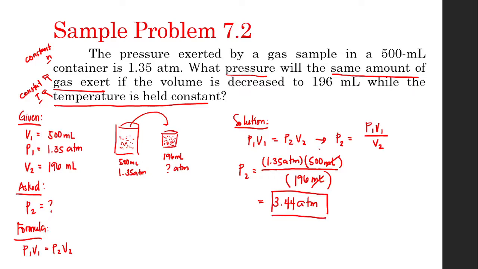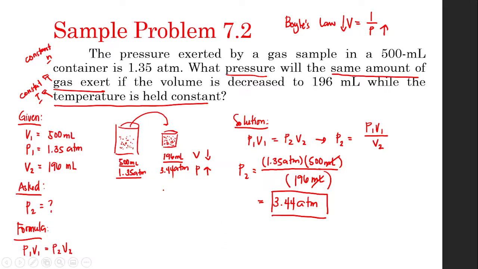And let's check if that makes sense. We know that in Boyle's law, the volume should be inversely proportional, meaning if my volume decreases, my pressure should increase. And looking at this right here, we know that our volume decreases. Now let's look at our pressure. We know that our pressure now is 3.44, and we can see that our pressure increases. So it follows Boyle's law.